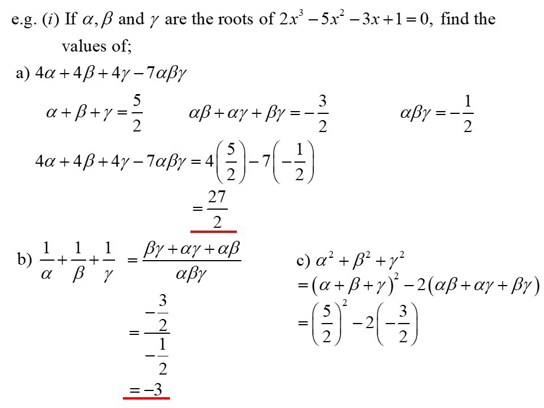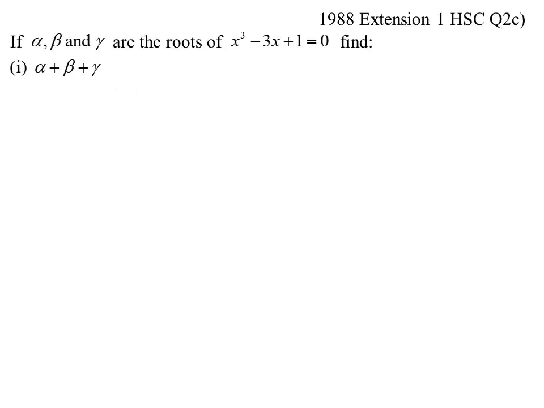Sub in what we've found, 37 on 4. Here's one from a very old HSC. This time we've got a cubic again. First thing they asked was one of the basic ones: what's alpha plus beta plus gamma? Bit of a gift mark, I guess.